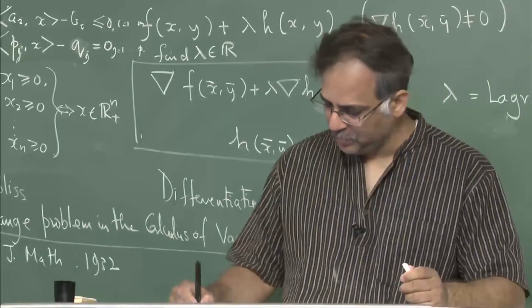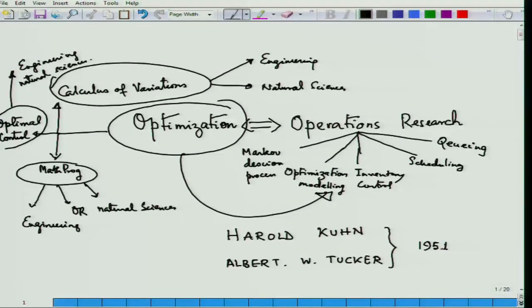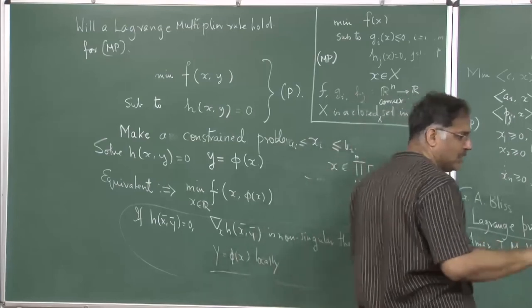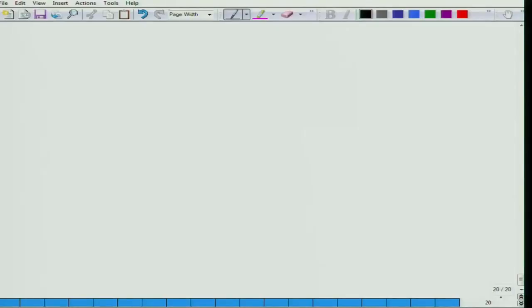So they published this paper in 1951, where they gave a Lagrange multiplier rule for this class of problems where everything was continuously differentiable. So let us see the problem they considered. It was a problem devoid of equality constraints. They said, okay, we will not bother about the equality constraints, Lagrange has already bothered about it, we will just bother about inequality constraints. And they took all these functions f and g i from R n to R to be convex.